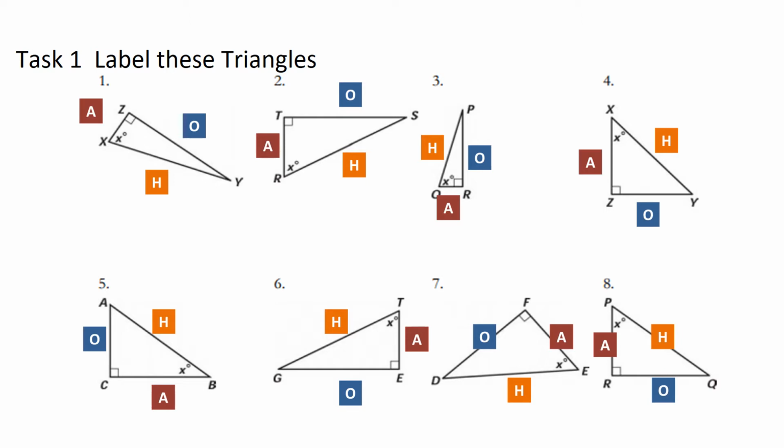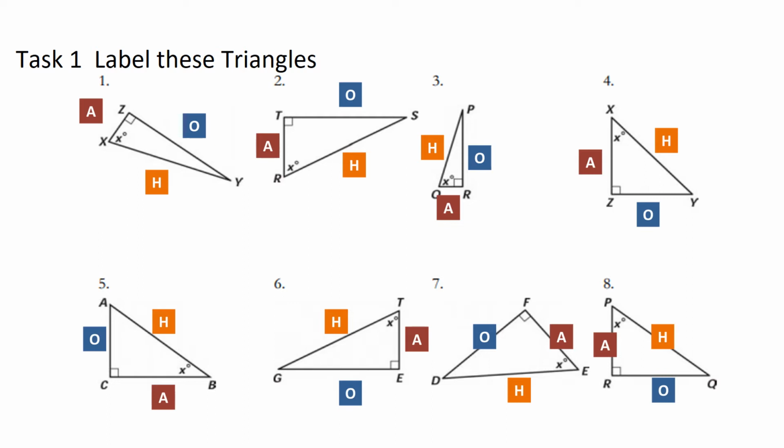Alright, so for question 1, we see that our marked angle is x degrees. Our triangle is labeled X, Y, and Z. And so we're going to identify our sides using the first letter of the name of the side. So our opposite side, we would identify that as O. Our hypotenuse, we're identifying using the letter H. And our adjacent side, we're identifying using the letter A.